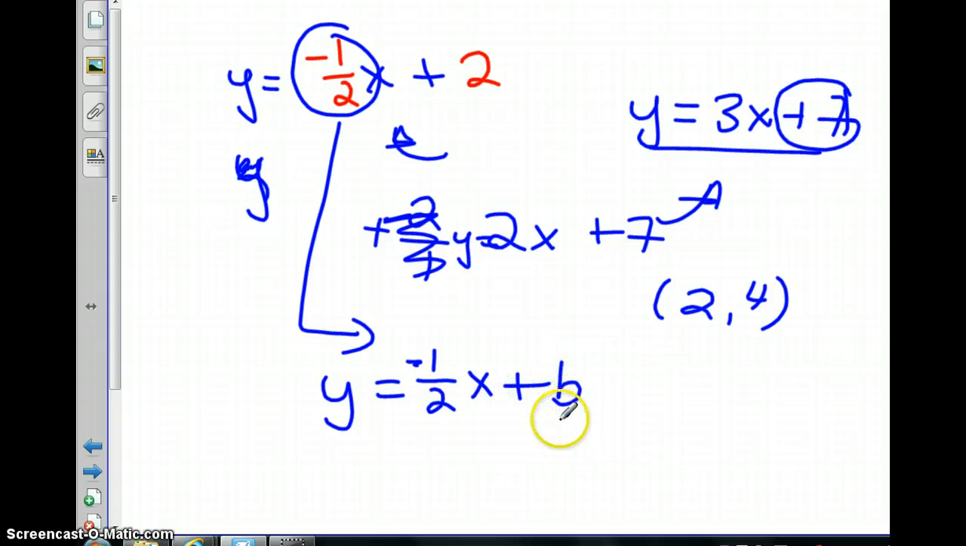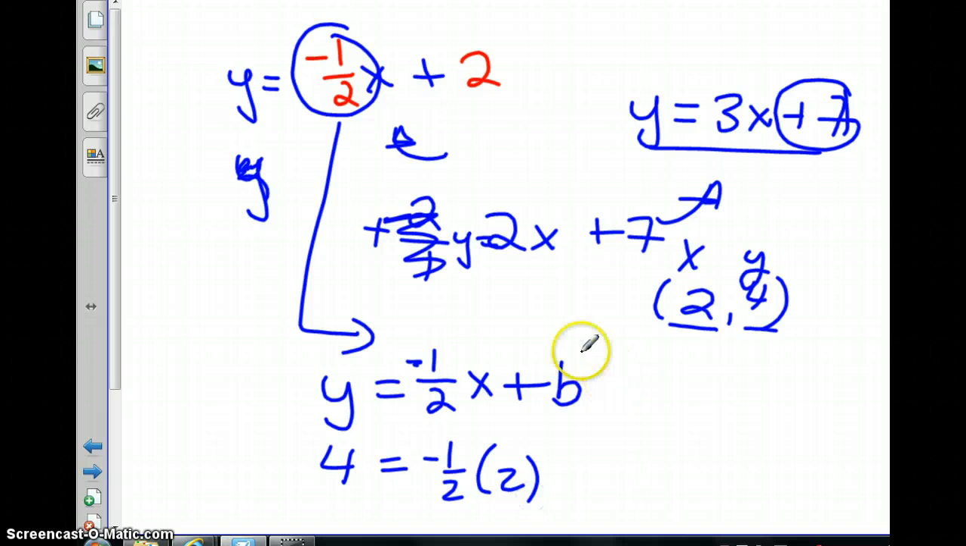And I don't know what my y-intercept is here. To find that out, I'm going to sub in my x and y, 2 and 4, because I know that it passes through the point 2, 4. So at some point, when y is 4, x is 2 on this line, I just don't know what b is. So I sub that in to find out what this line is that has this b.